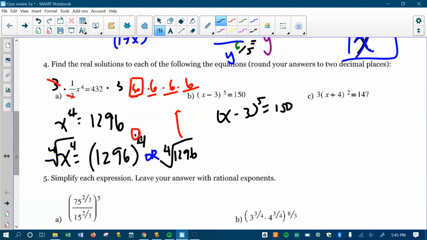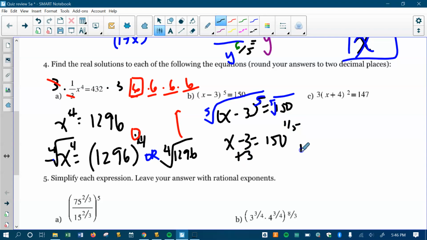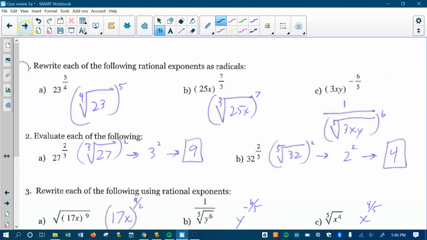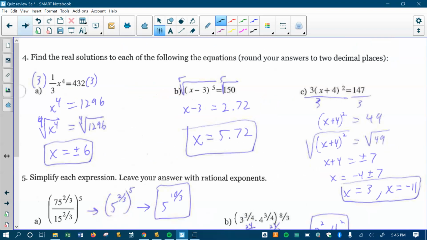x minus 3 to the 5th equals 150. So again, what I need to do to get rid of that exponent of a 5 is I need to take the 5th root. So I'll take the 5th root of both sides. And what I get here is x minus 3 equals the 5th root of 150, or 150 to the 1/5. And then, let's just add 3 over. And I get x equals 3 plus 150 to the 1/5. And that's going to be some decimal. Let's see what the answer is here if we look for it. That's going to be 5.72.